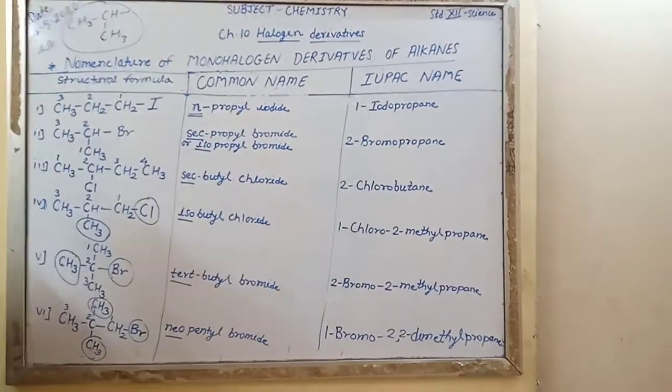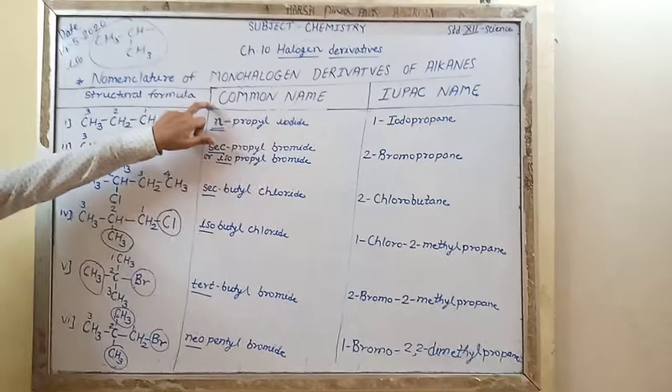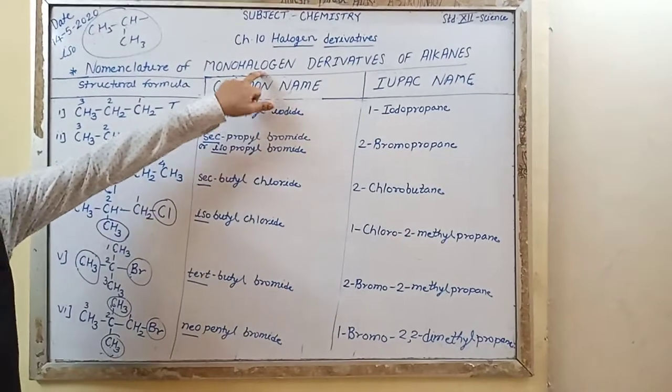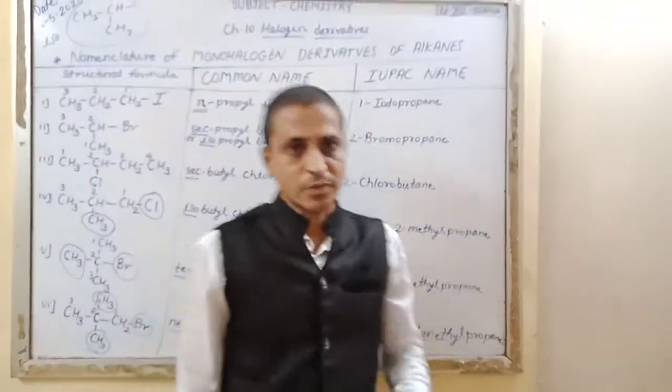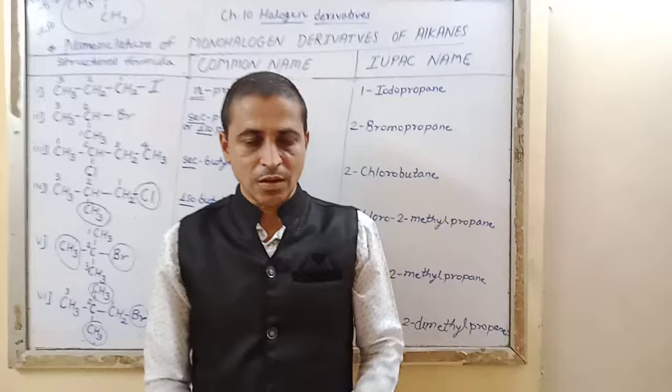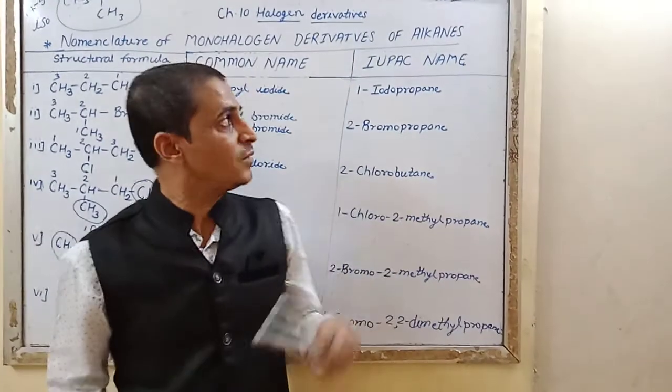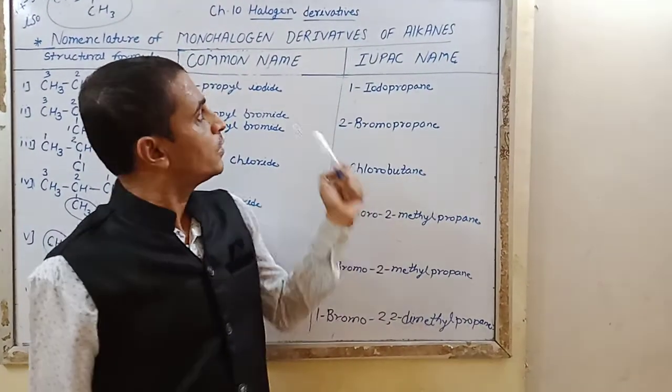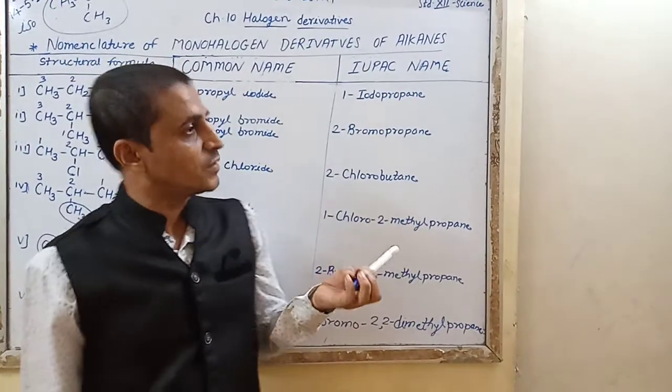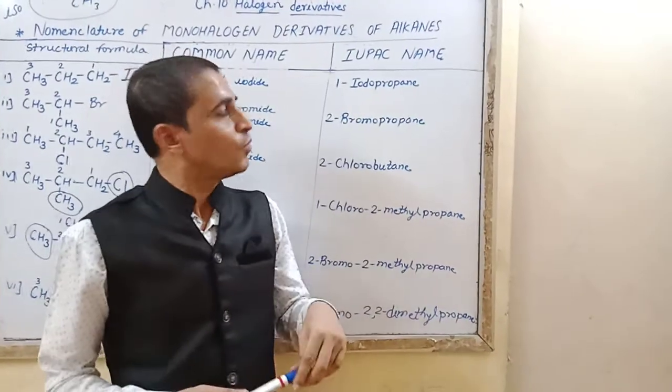I hope you understood the common name and IUPAC name for the monohalogen derivatives of alkanes. In the next lecture, we will study monohalogen derivatives of arenes, haloarenes, etc.